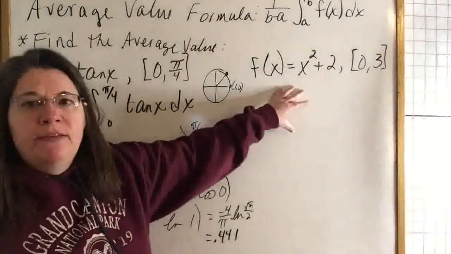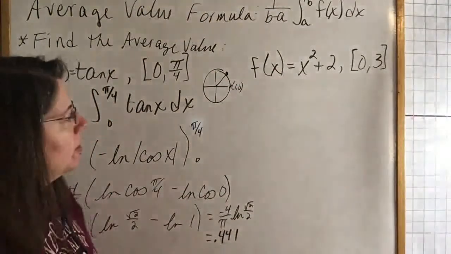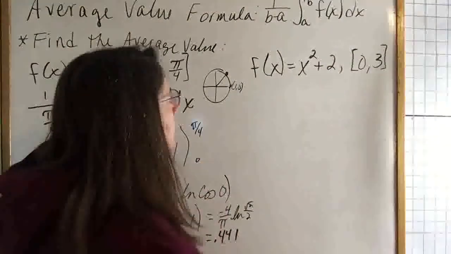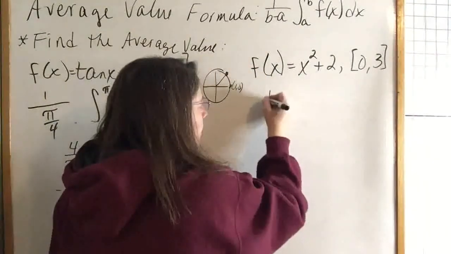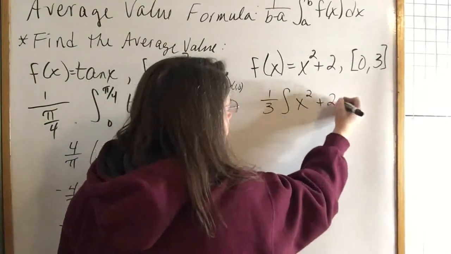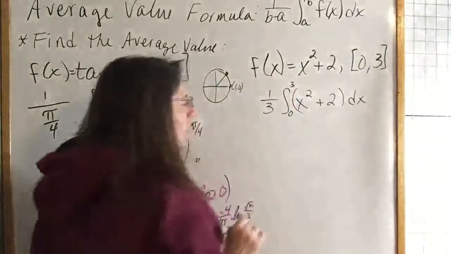The next one's a little bit easier because it's not a trig function. I think the trig functions are always a little bit harder because you have to memorize so much with those. If I set this up using my formula, 1 over b minus a would be 1/3. I have the integral of x squared plus 2 dx going from 0 to 3.